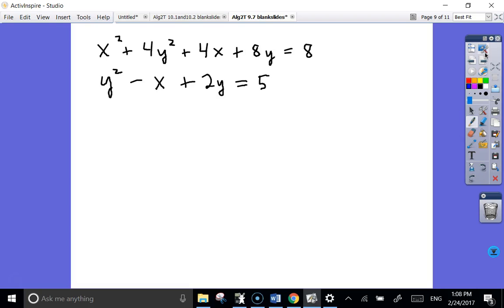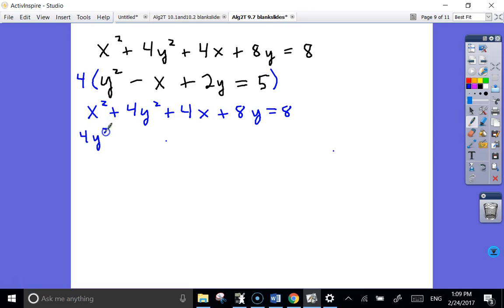What happens if you multiply this one by 4, because you see that 4 right there? Well, 4 times 2y is 8y, so it makes both of them line up to be canceled at the same time. It doesn't always happen that way. This problem's obviously been very carefully constructed so that it will work. So that's going to be the strategy. We'll multiply the bottom one by 4. And that is going to give me x squared and 4y squared minus 4x plus 8y equals 20.